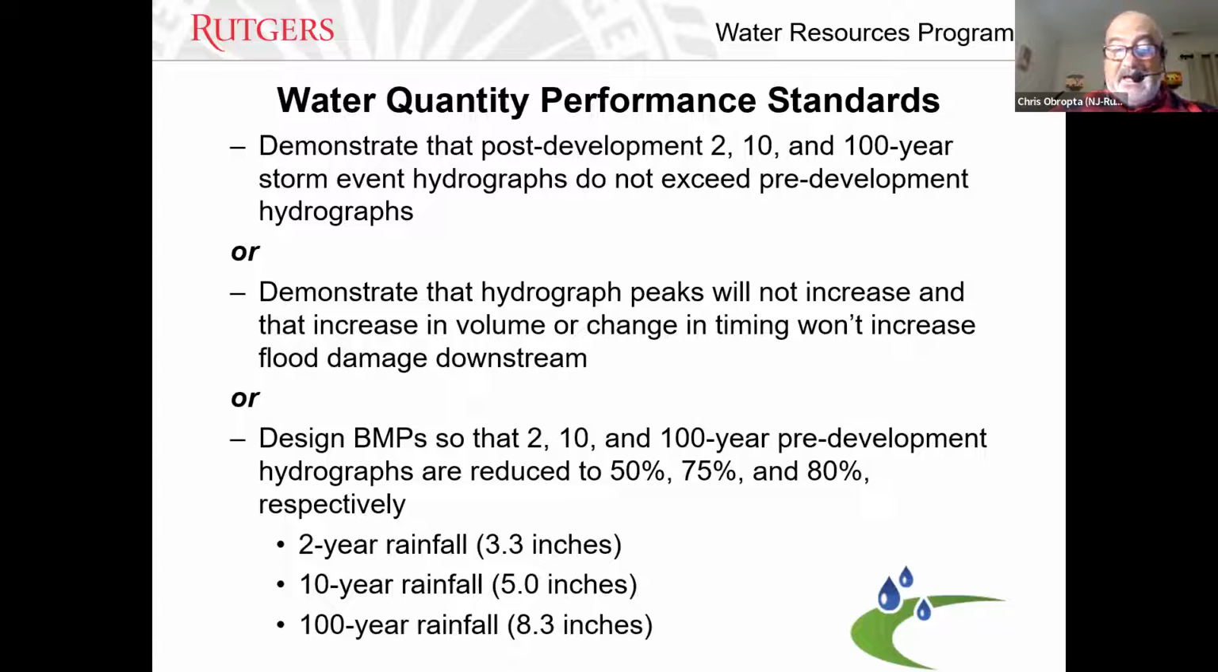Below there lists kind of an approximation of what the storms are. This is actually for Somerset County. It's different for every county. The 2-year storm is about 3.3 inches of rain over 24 hours. The 10-year storm is 5 inches of rain, and the 100-year storm is 8.3 inches of rain over 24 hours. Hurricane Ida dropped 8.3 inches of rain over 6 hours, which is more like the 2000-year storm. So a lot different than what we're talking about here today.